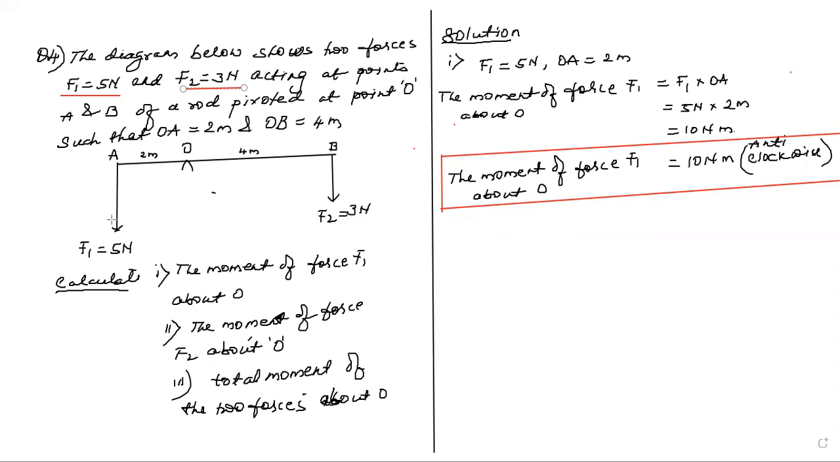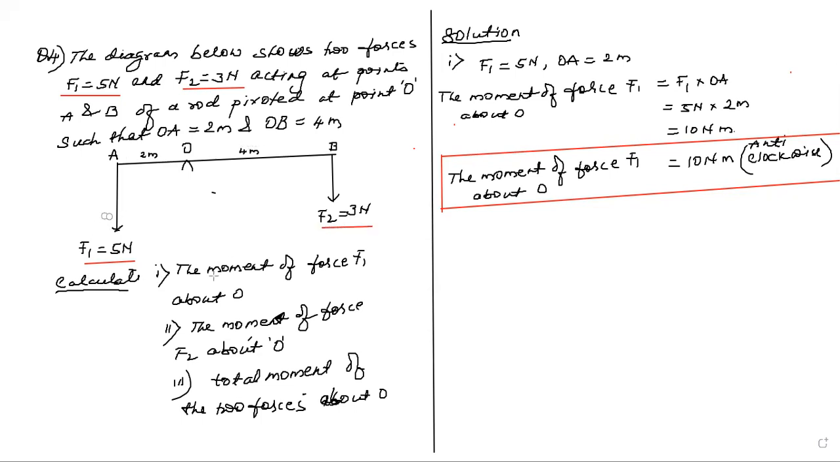At A, what is acting? F1 is acting. How much is it? 5 Newton. At B, what is acting? F2 is acting. How much is it? 3 Newton. Got it? Acting at points A and B of a rod pivoted at point O, such that OA distance is 2 meter, OB distance is 4 meter.